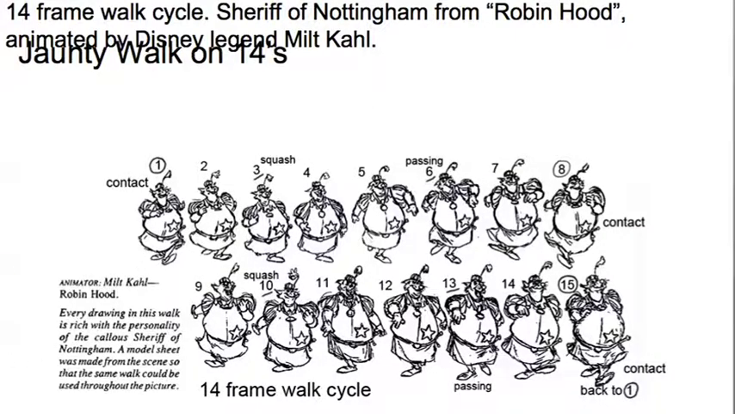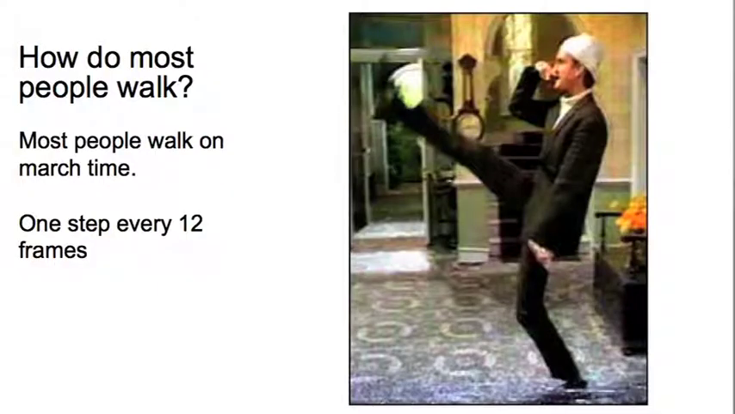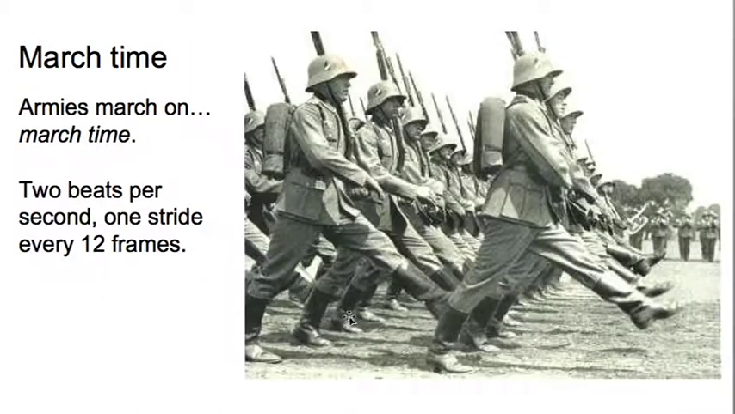Now, most people walk on march time. Here's John Cleese doing a very silly walk. We'll come back to that in character walks next week. But most people walk on march time. That's 1 step every 12 frames. And armies march on march time. That's 2 beats per second, 1 step every 12 frames.